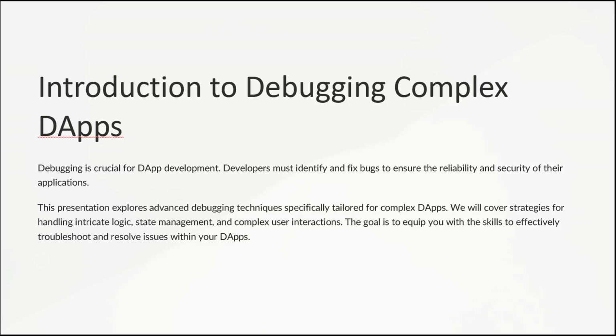Introduction to debugging complex DApps. Debugging is essential in DApp development, ensuring the reliability and security of decentralized applications. This presentation covers advanced debugging techniques tailored for complex DApps, focusing on strategies for managing intricate logic, state, and user interactions. These techniques will help you effectively troubleshoot and resolve issues with your DApps.